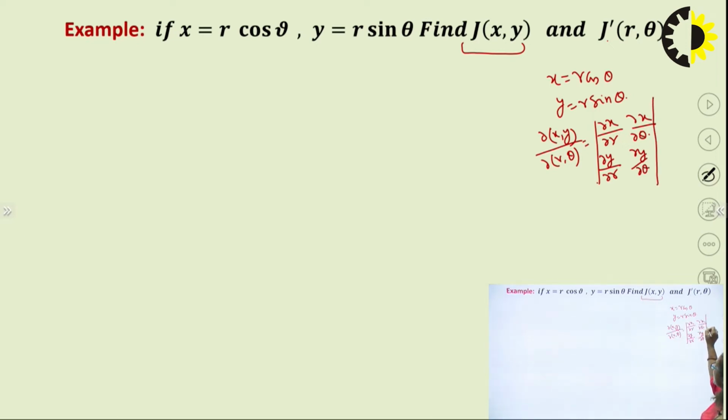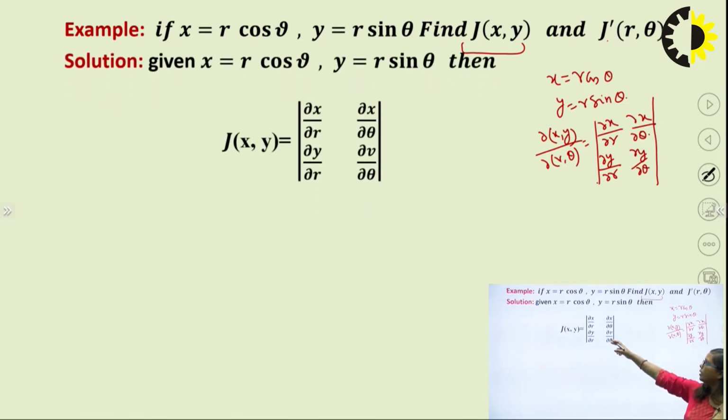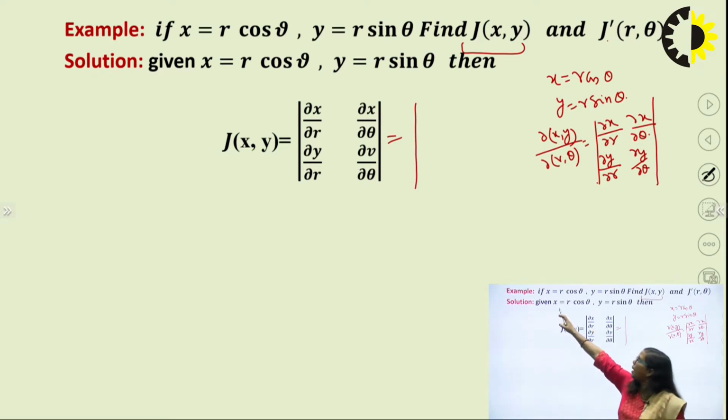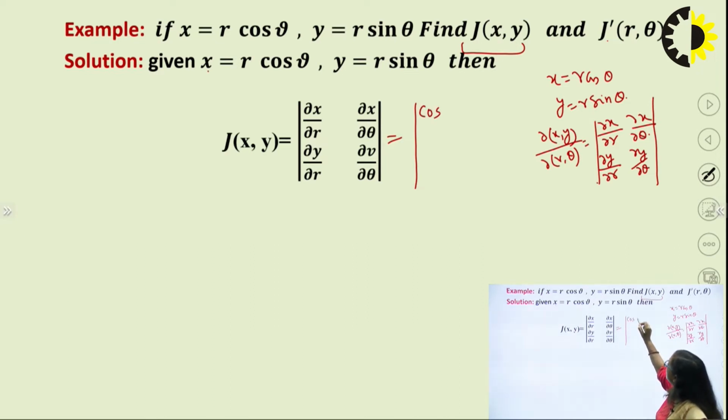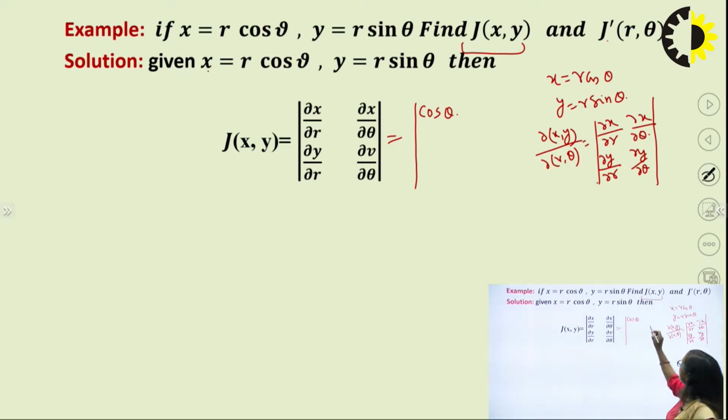Finding next these partial derivatives and putting them over here. So look at what we get. This is the definition of Jacobian. Next we put the values over here. Look at del x by del r. If I take the partial of x with respect to r, what I am left with is nothing but cos theta. Del x by del theta next, the partial of x with respect to theta. The partial derivative of cos theta is nothing but minus sin theta. So this is minus r sin theta.